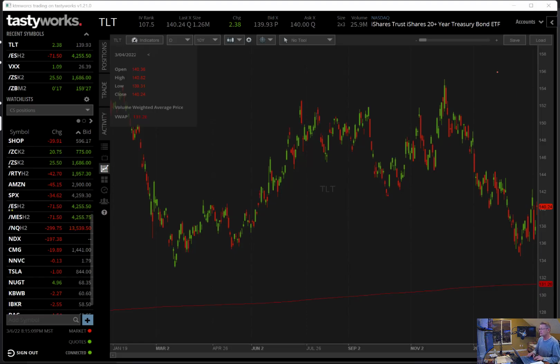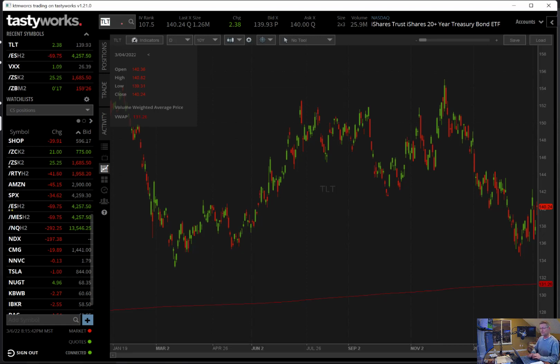Here's TLT. This is the iShares Trust for the 20-year Treasury bond. It's an ETF. We love to trade this. It's one of our favorites to trade. It's obviously been in a very big down cycle for quite some time, as we understand the Fed's going to raise interest rates. That pushes bond values down as interest rates rise. But we've also had this huge flight to quality in here that has created what I believe is a very interesting shorting opportunity, especially up around this 142 consolidation area. So I've got TLT on my watch list.